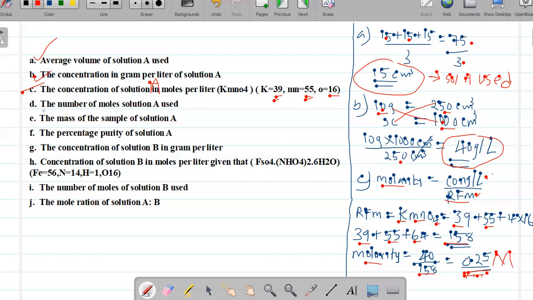We have part D, the number of moles of solution A used. To calculate it, we have the volume of solution A used as 15 cm³, which is the average volume. We also have the molarity here. Then we can say molarity is equal to 1000, 15 is equal to how much? Let us see part D on the next page.